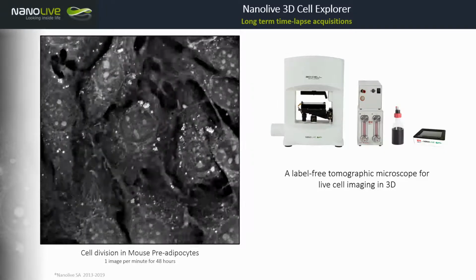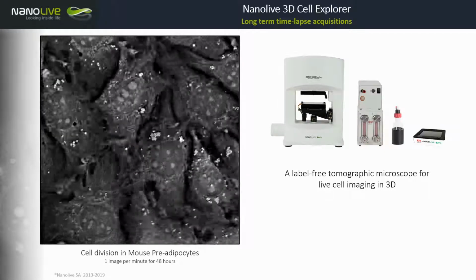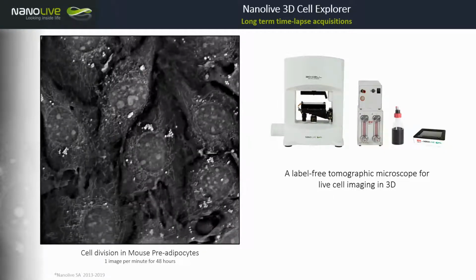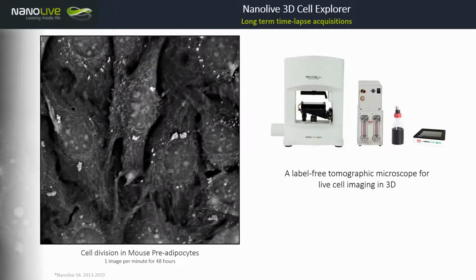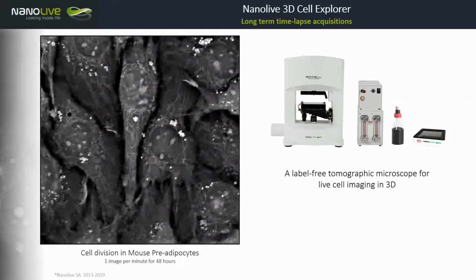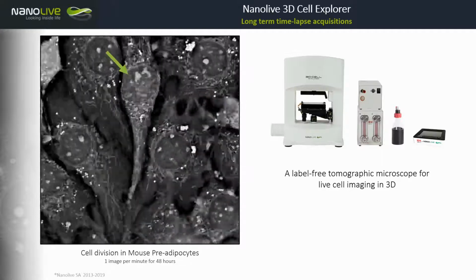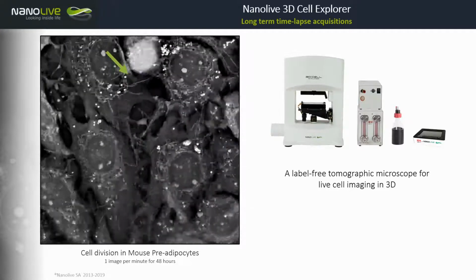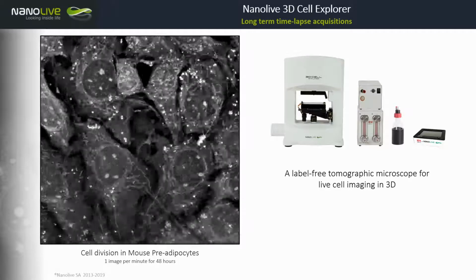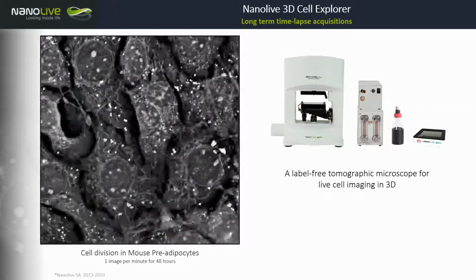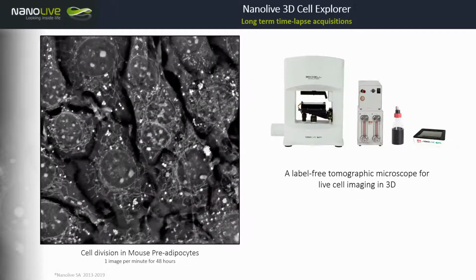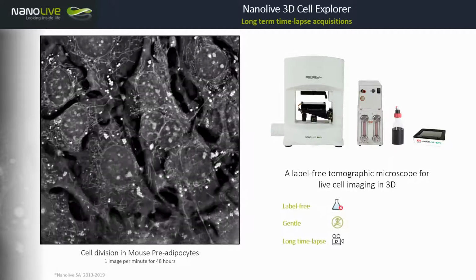These pre-adipocyte cells were imaged for 48 hours using a compatible top-stage incubator, maintaining CO2, temperature, and humidity levels. Notice the cell at the top, how the nucleus spins and rotates right before division. This long time-lapse was possible since the system is gentle and label-free.